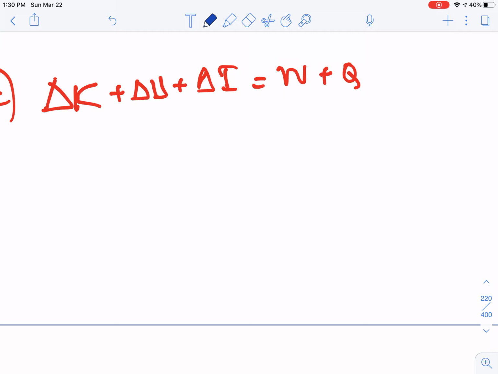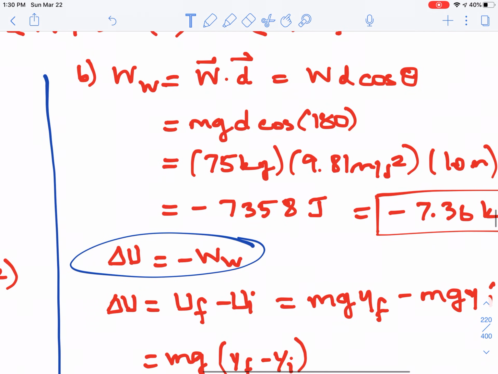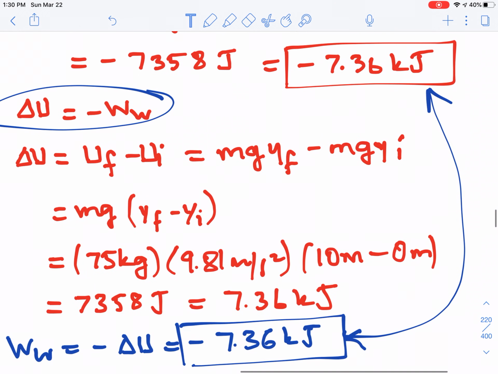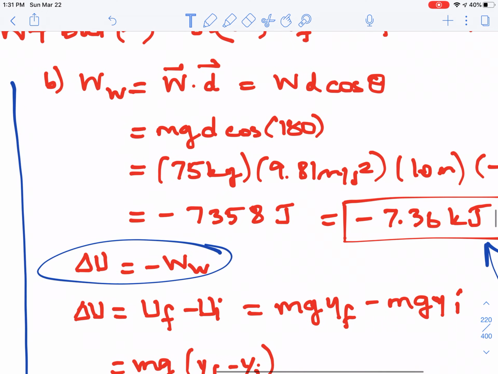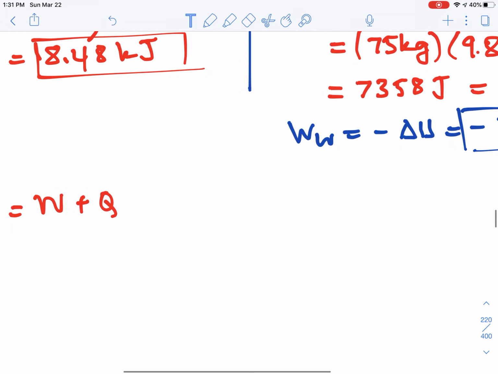I usually keep delta U in, but in this problem, I'm going to show you right here, I can do either because I already have both of them. I know what delta U is. It's positive 7,358 joules, or I have the work done by the weight force. It is negative 7,358 joules. One or the other doesn't matter because I've already collected all the information.